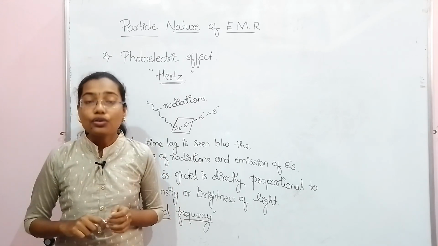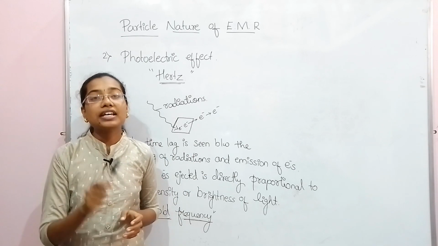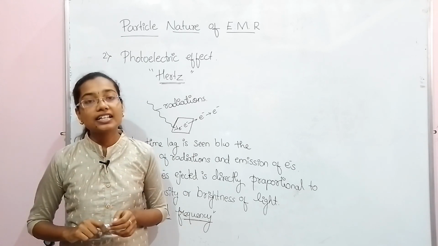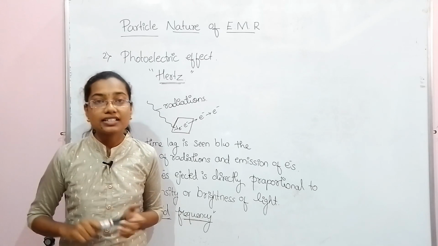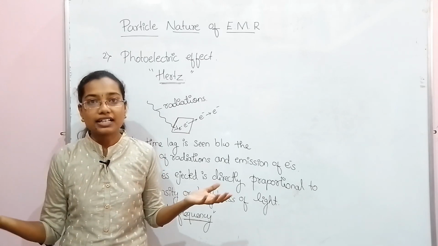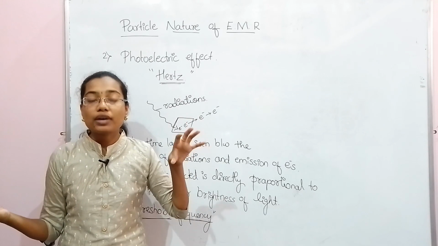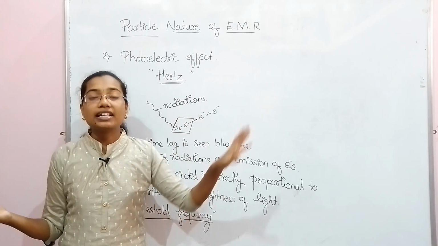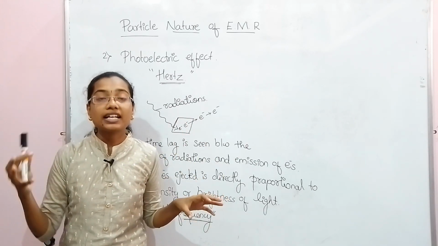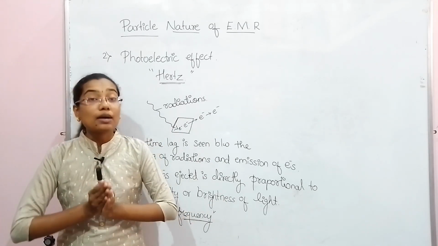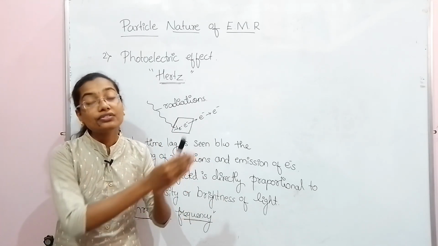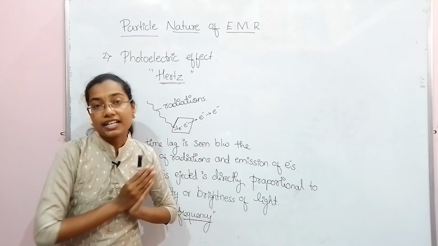So what we got to know is that electromagnetic radiation has dual nature, that is, wave and particle nature. One exists when it is traveling, and one exists when it is interacting with matter. This is about the particle nature of electromagnetic radiations.